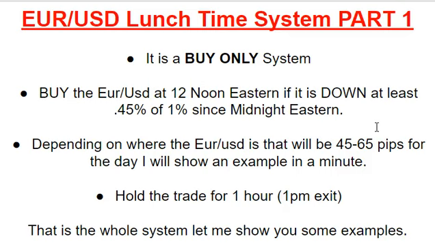You buy the Euro US dollar at 12 noon Eastern Time if it is down at least 45/100ths of 1% since midnight Eastern. And depending on where the Euro US dollar is at, that'll be between 45 and 65 pips for the day, and I'll show you an example in just a minute.